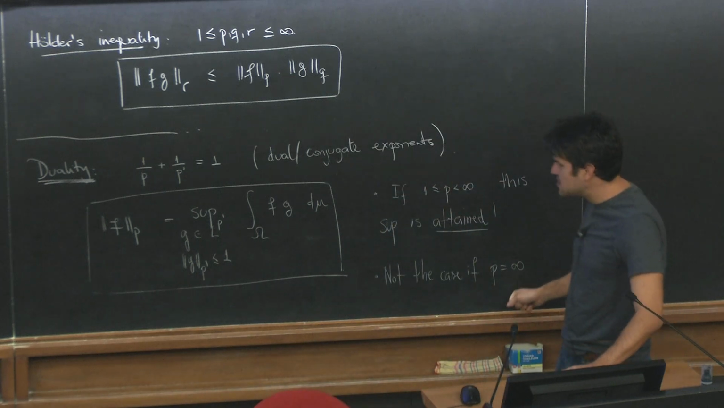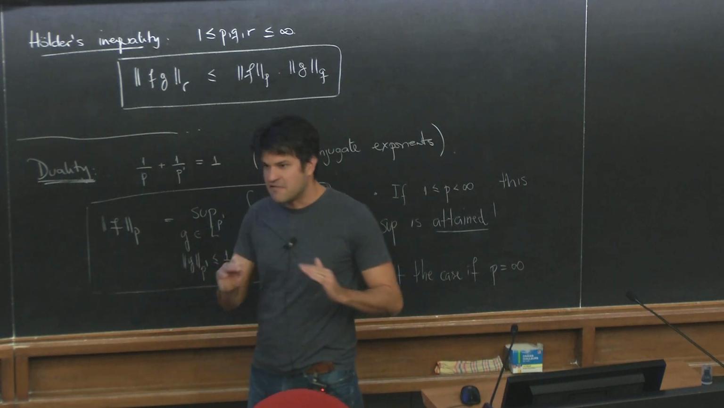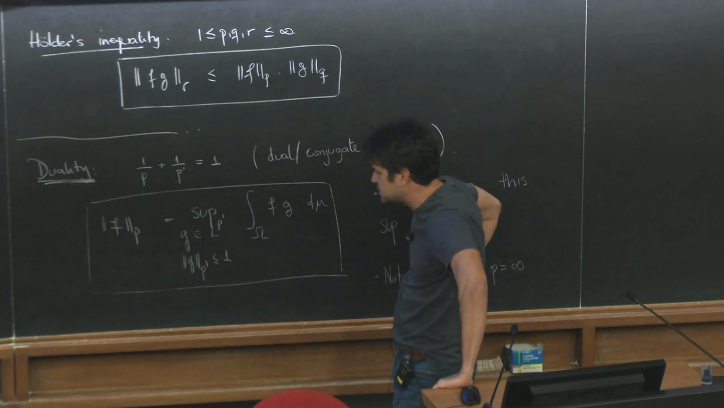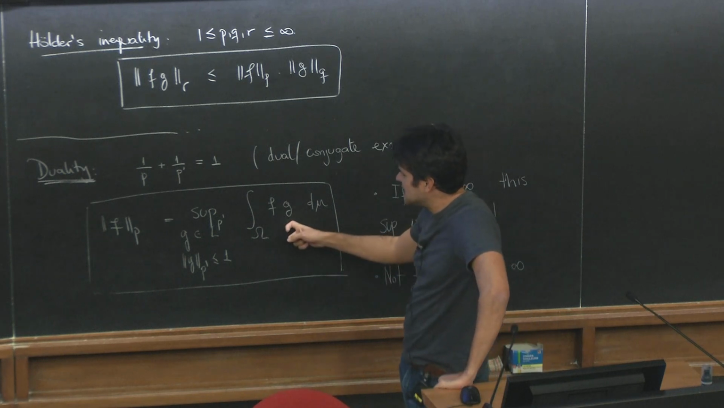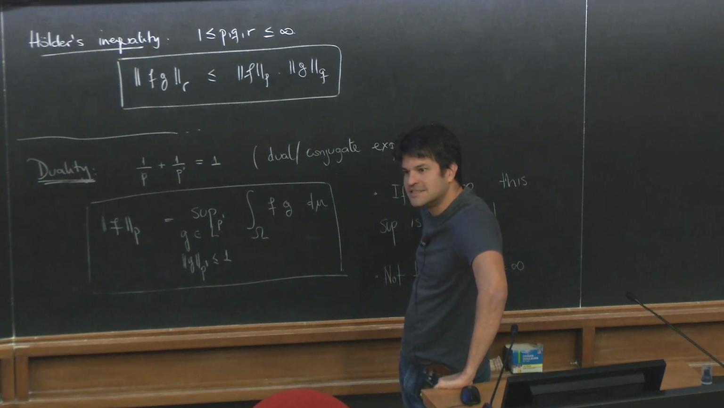So what about if p is equal to infinity? If p is equal to infinity, so you have f being an essentially bounded function, can you find a g in L1 such that the integral of f times g is going to be the norm of f, the infinity norm of f?